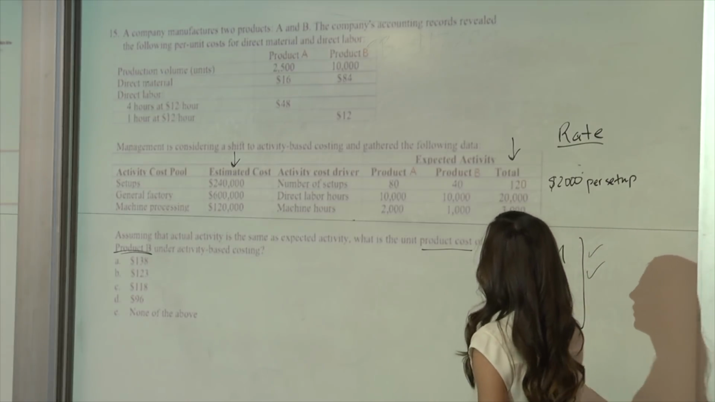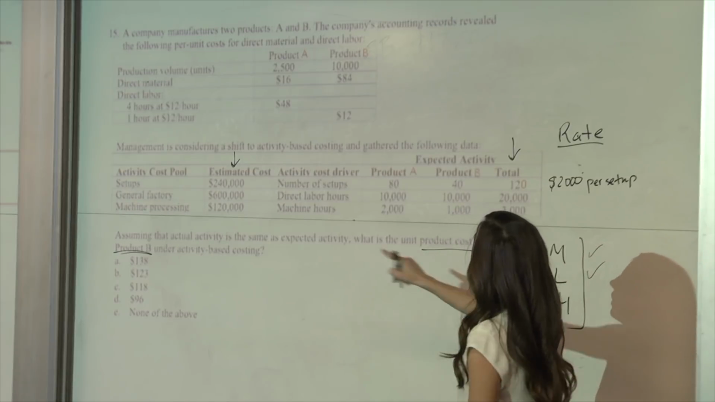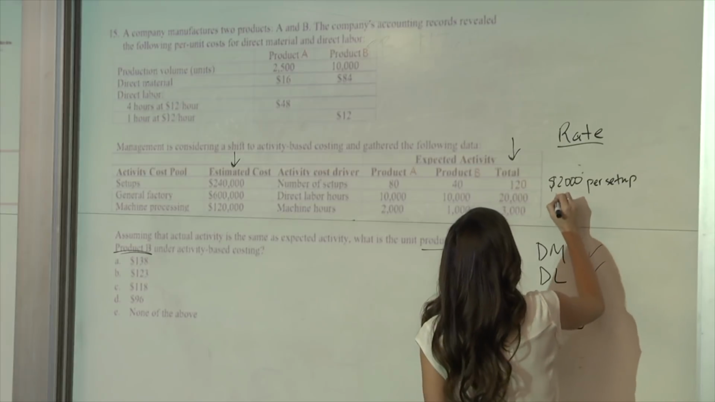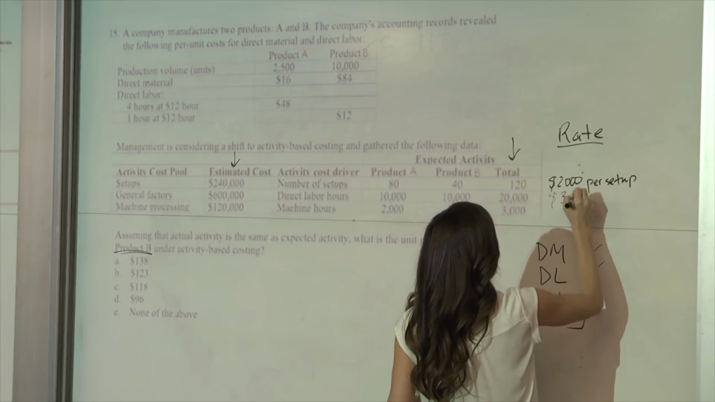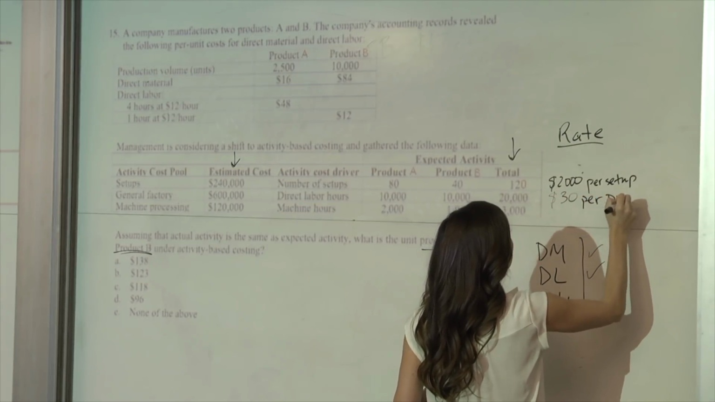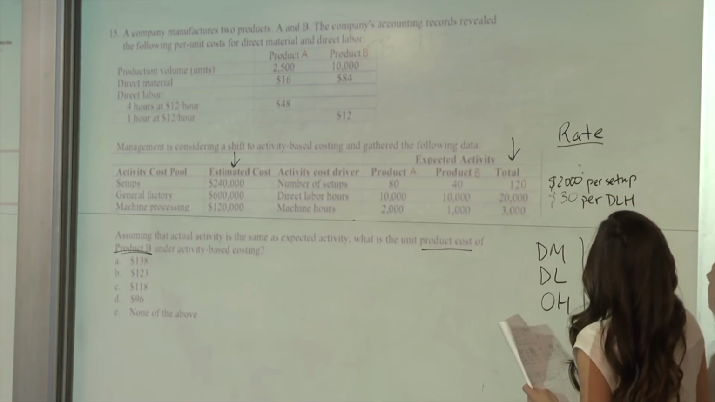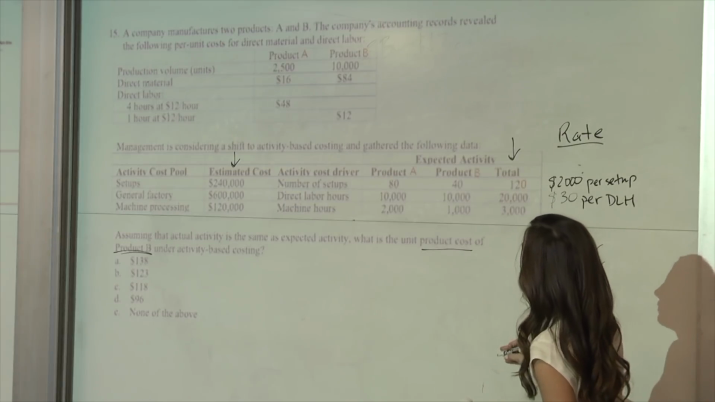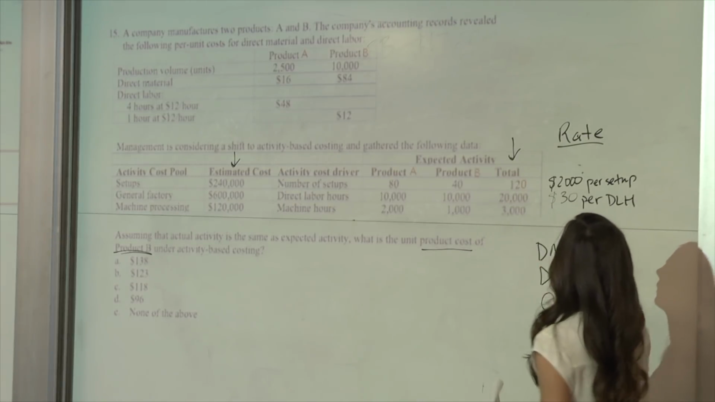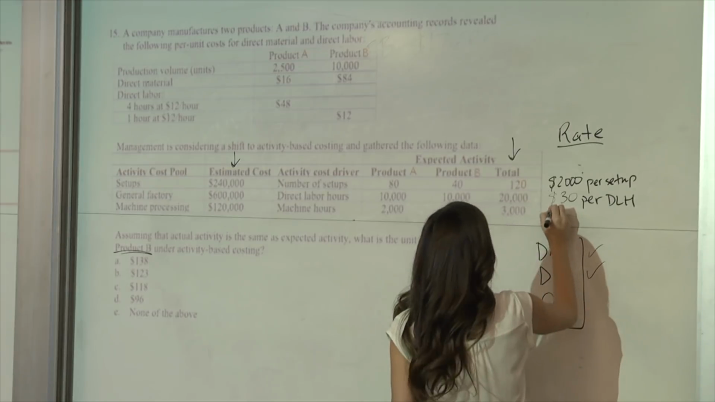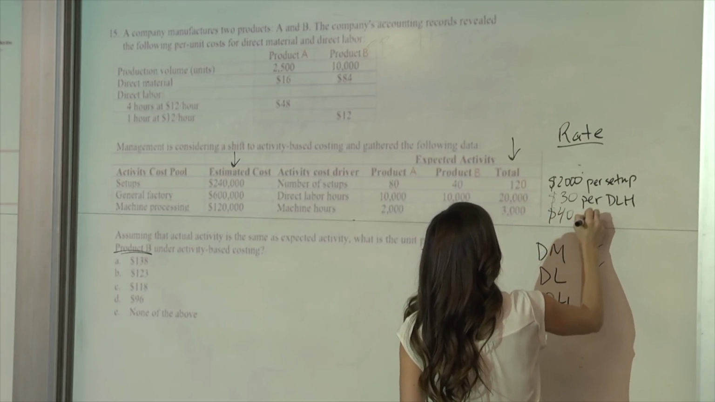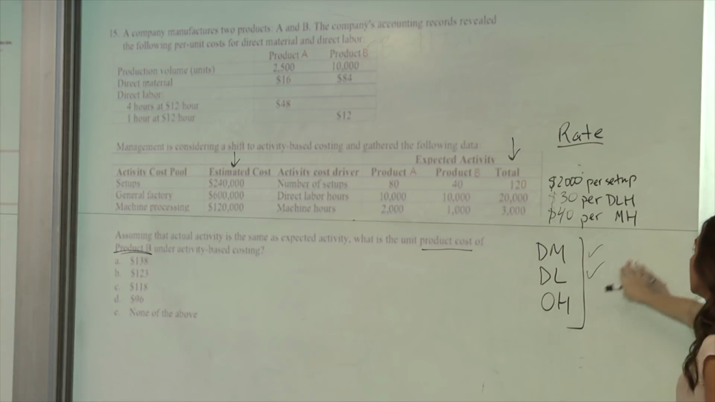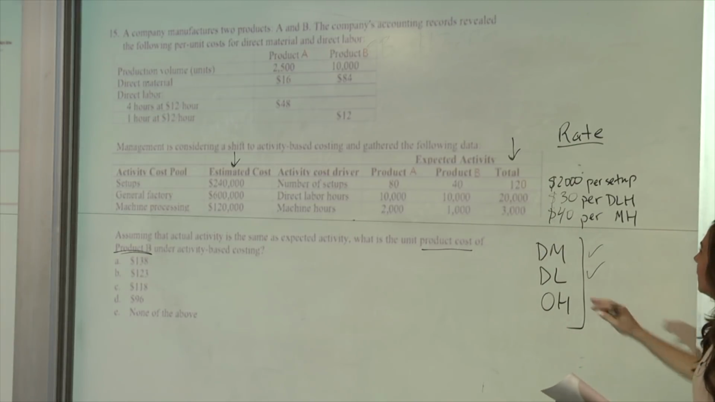So now we calculate for general factory. 600,000 divided by 20,000. That's going to be $30 per direct labor hour. And now we're going to go to machine processing. We're going to do 120,000 divided by 3,000, and that will give us $40 per machine hour. Okay, now we have our rates.